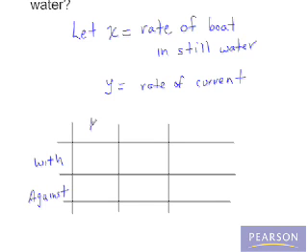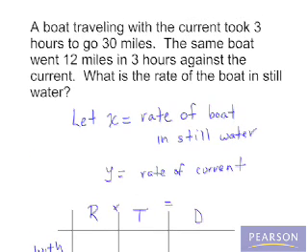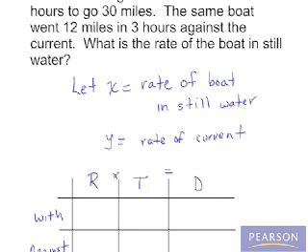And we know that rate times time is equal to distance. We will try to fill in as many squares as we can with the information that we're given within the problem. We're trying to figure out x and y here. X being the rate of the boat in still water, or how fast the boat is traveling without the effect of the current, and then y being the effect of the current.